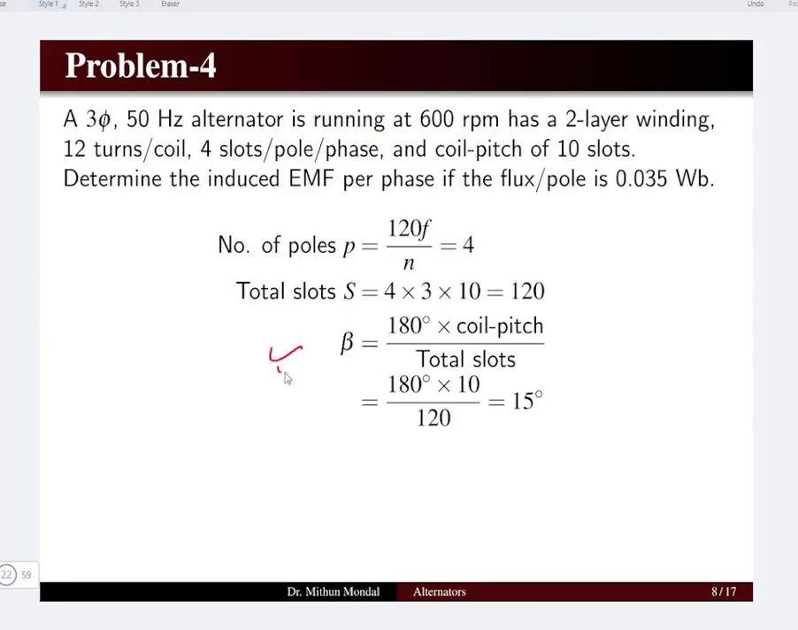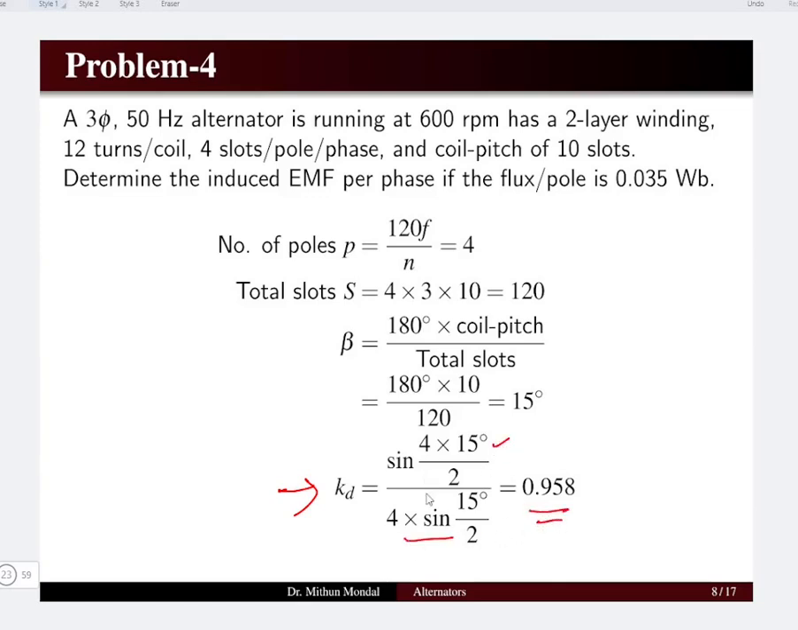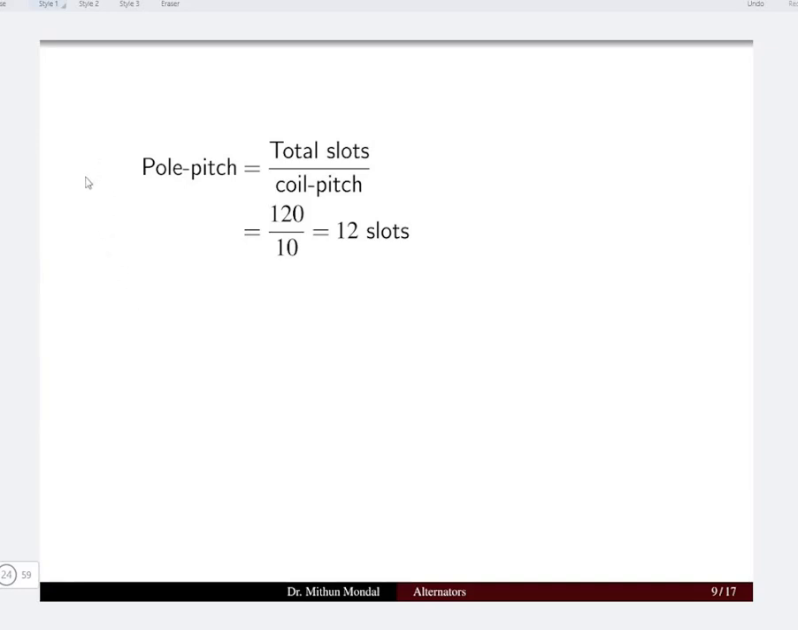Now beta can be obtained as 180 degrees divided by the total number of slots times the coil pitch, and the coil pitch that you have is given as 10 slots, and the total number of slots that we have determined is equal to 120. In that case, beta is 15 degrees, and the Kd equation is sin(m beta/2) divided by m sin(beta/2), where the value of m is given as 4 and beta is 15 degrees, which is 0.958.